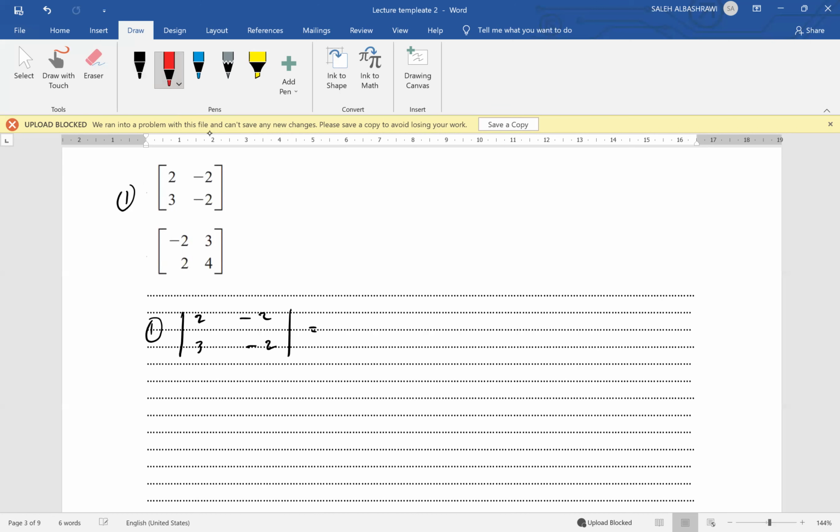The determinant is equal to the main diagonal first, that will be 2 times minus 2, minus 3 times minus 2, which is equal to minus 4 plus 6, that is minus 4 minus minus 6, which gives 4 plus 6 equal to 10. Since the determinant is not equal to 0, then this matrix has an inverse.